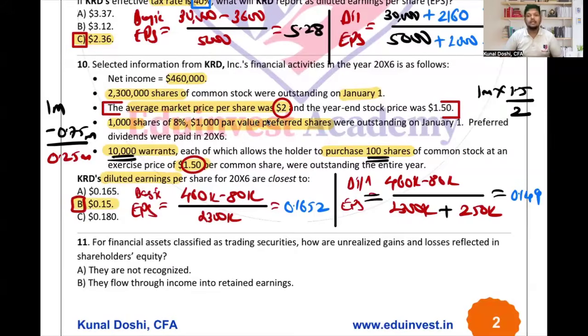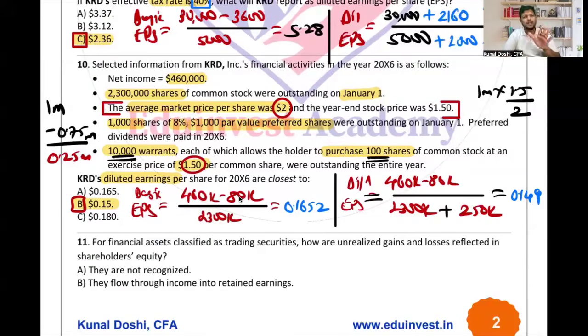Understood? Clear? I have tried to cover almost all the possible complex varieties that they can. My view is that the exam is not that complex, so don't worry. Whatever varieties you need, I've covered here. If you think you need more practice, go back to the notes, see the treasury stock method, practice, and then follow these questions again. Clear?